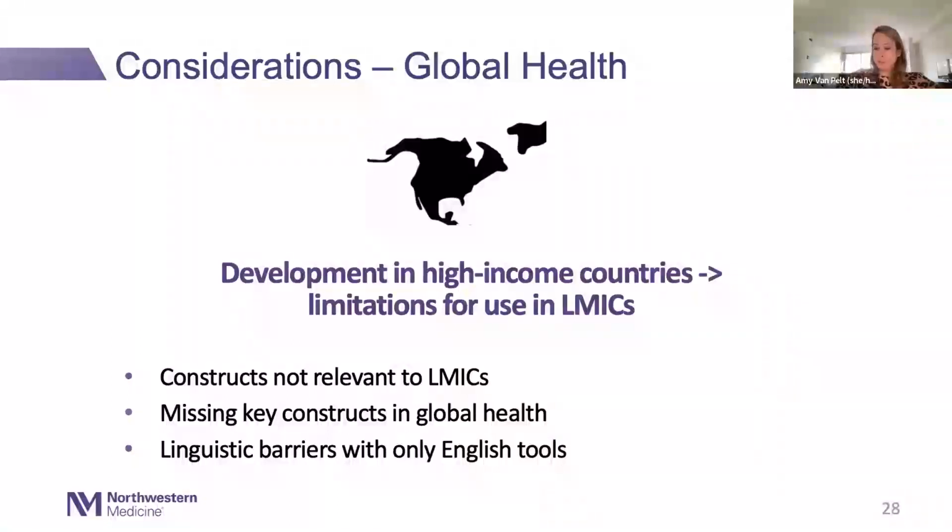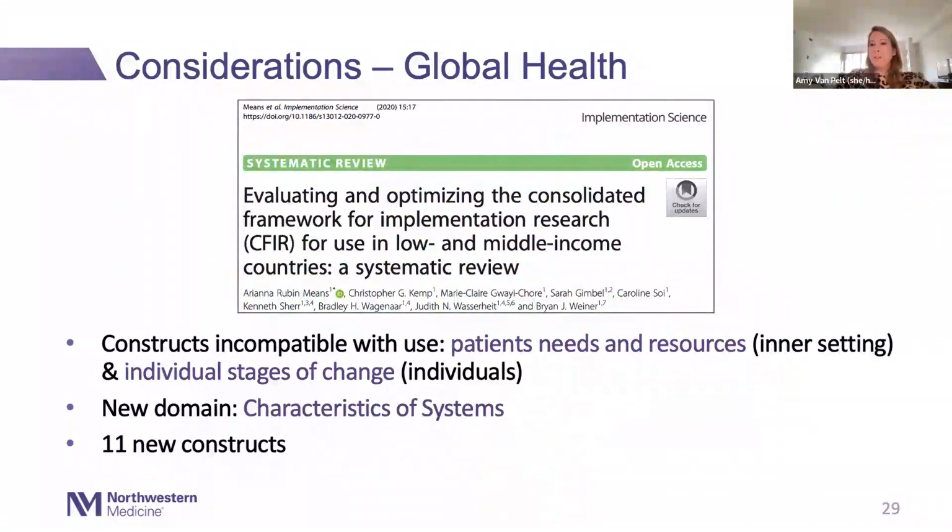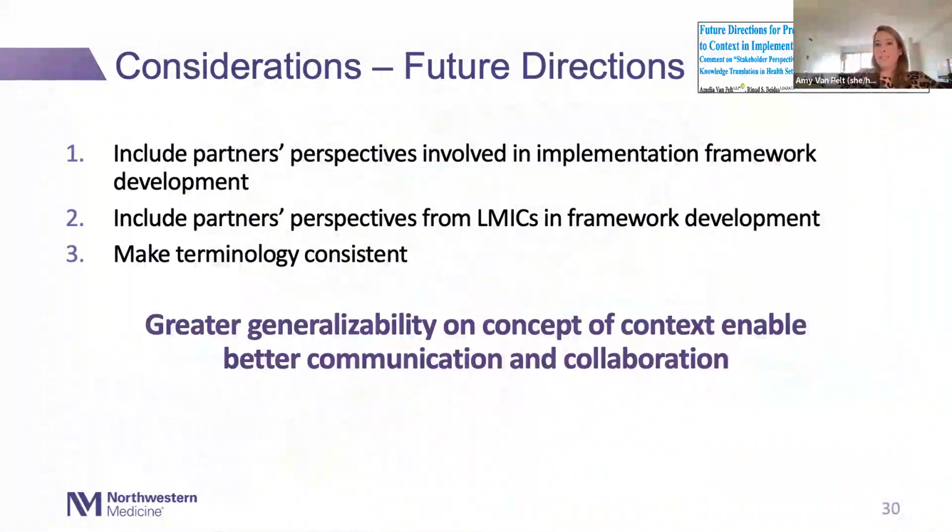And this last point here, there are other accessibility concerns, such as linguistic barriers, because most of our tools are primarily available in English. So to highlight this with a framework that we all are familiar with now, there was a systematic review of CFIR in LMICs, and it revealed that there were constructs that were not compatible in these settings. They also identified a need to propose a new domain called characteristics of the systems that's related to things like external funding priorities, which are really important considerations for this context. So I just wanted to highlight this example here because I think it's important for us to continue to assess the relevance and the appropriateness of our frameworks. Which I think transitions us well into the last part of our talk.